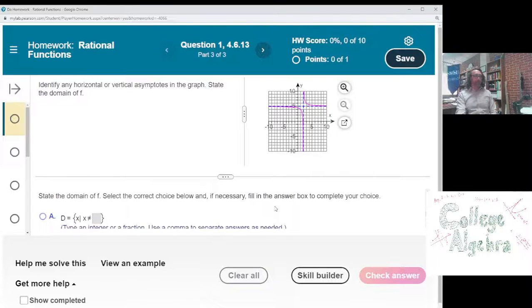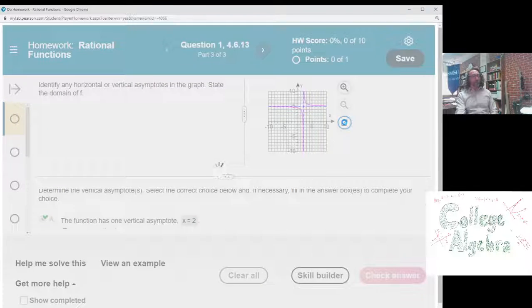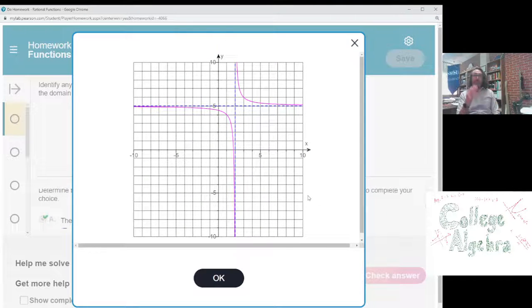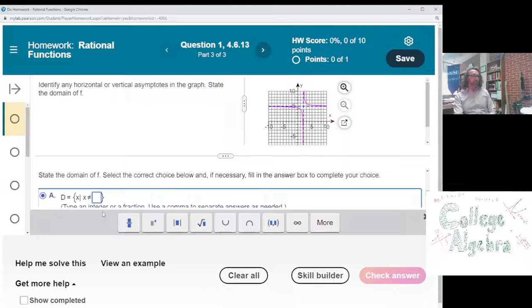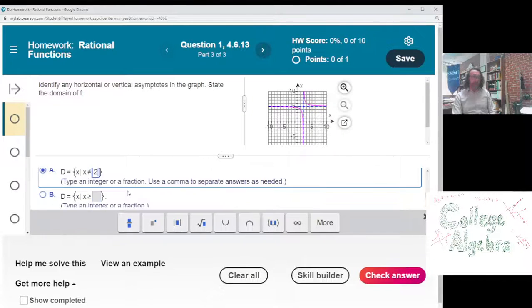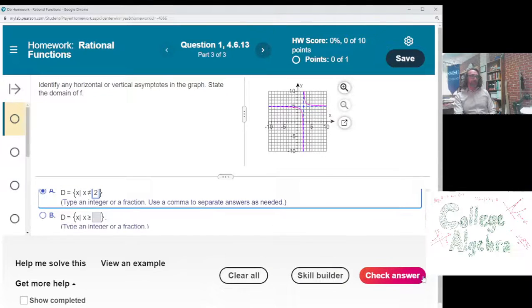Okay, state the domain. Remember, the domain of a rational function and the vertical asymptotes of a rational function are intimately related. You typically get a vertical asymptote at x values that are excluded from the domain. So I know that we can't have x equals 2. So the domain is all x such that x is not equal to 2. They're using something called set builder notation for stating the domain right there. So this is our selection. All x such that x is not equal to 2.